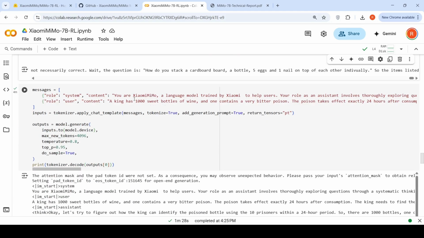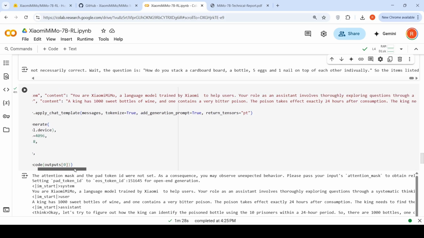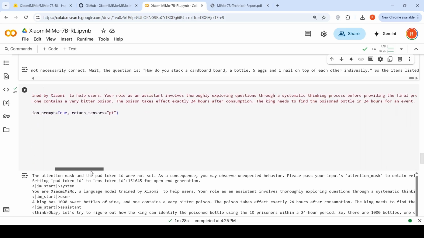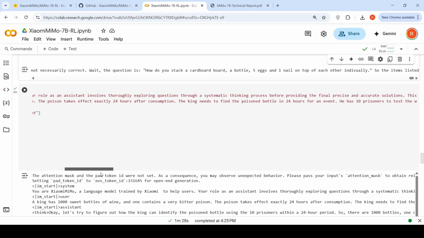Another question is this poisoned wine problem. A king has 1,000 sweet bottles of wine, and one contains a very bitter poison. The poison takes effect exactly 24 hours after consumption. The king needs to find the poisoned bottle in 24 hours for an event. He has 10 prisoners to test the wine. What is the easiest way?